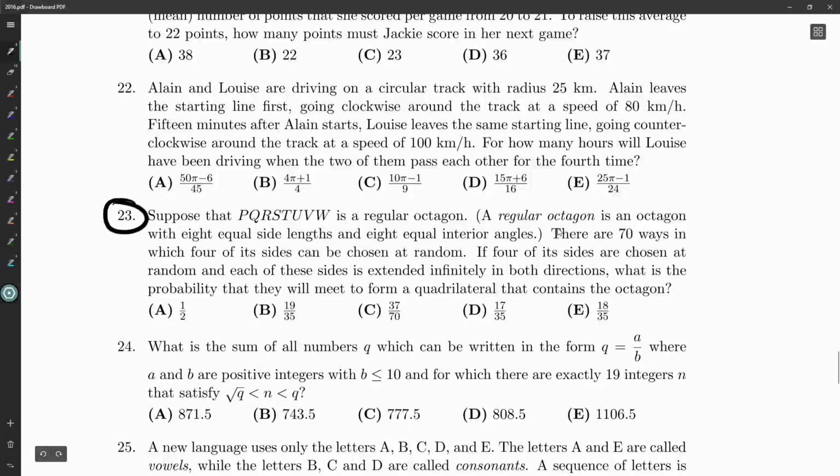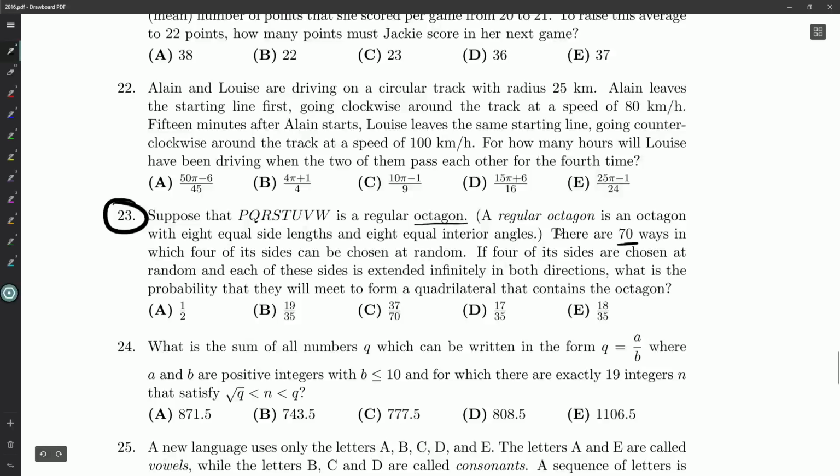Root Beer here, looking at question number 23 on our 2016 Cayley contest. Suppose that PQRSTUVW is a regular octagon. And then they go on to explain what a regular octagon is, in case you don't remember.